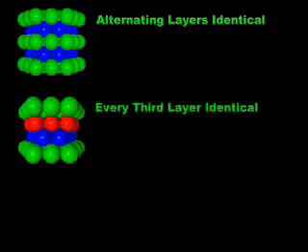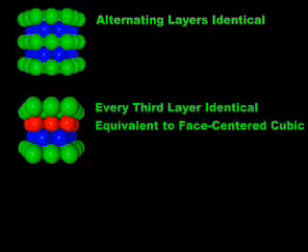The hexagonal close-packed structure consists of close-packed layers of atoms stacked so that every other layer is identical. The cubic close-packed structure consists of close-packed layers of atoms stacked so that every third layer is identical. This structure is identical to the face-centered cube. It therefore has the same occupancy and coordination number.